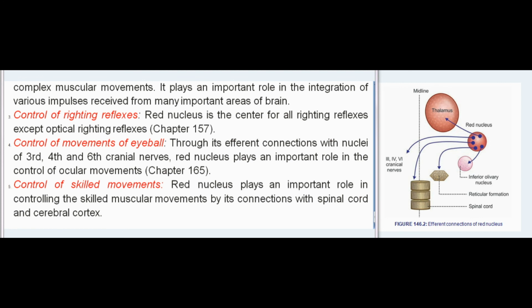Control of righting reflexes. Red nucleus is the center for all righting reflexes except optical righting reflexes, chapter 157. Control of movements of eyeball. Through its efferent connections with nuclei of 3rd, 4th, and 6th cranial nerves, red nucleus plays an important role in the control of ocular movements, chapter 165. Control of skilled movements. Red nucleus plays an important role in controlling the skilled muscular movements by its connections with spinal cord and cerebral cortex.